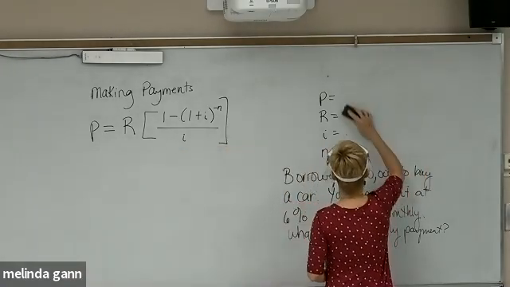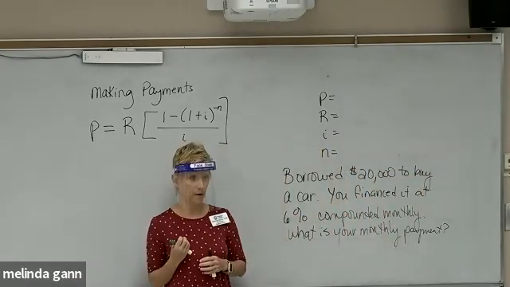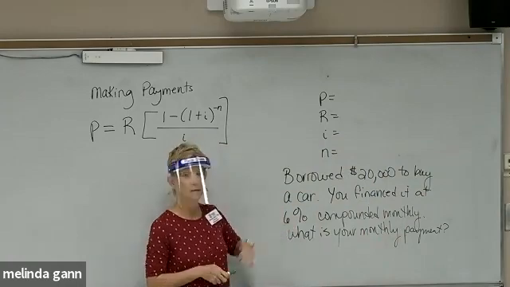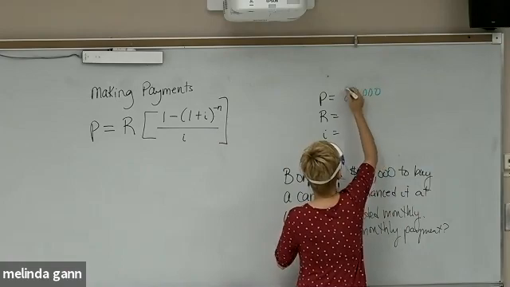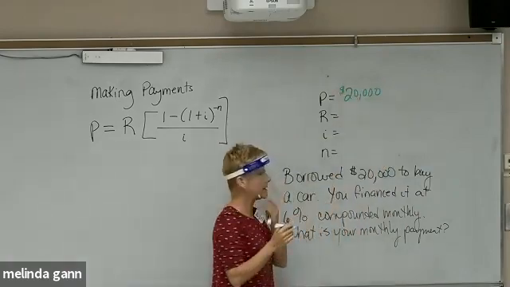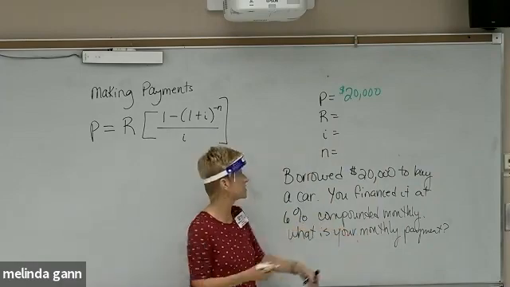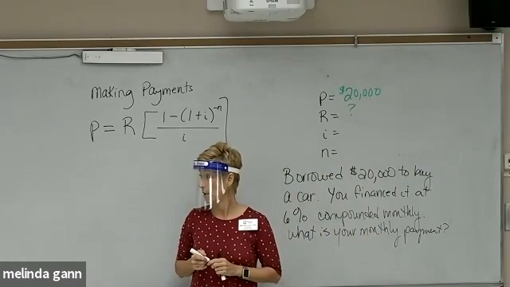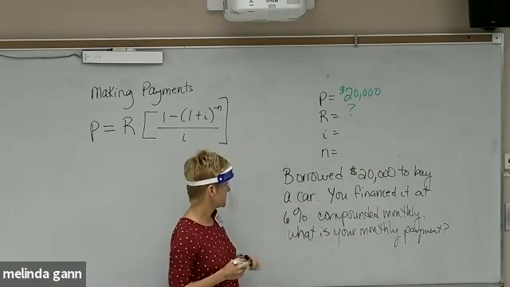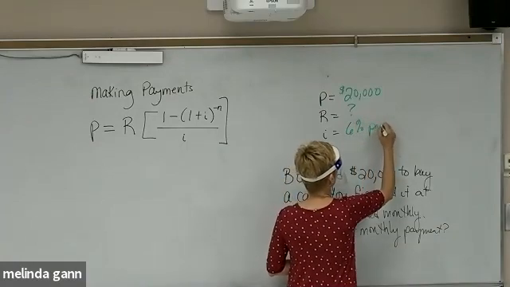So on this problem, what's the beginning amount of money? The beginning amount of money is the amount I'm borrowing, right? How much money is that? 20,000. I don't know what my payment is. It's asking me what's my monthly payment, so I don't know what R is. That's what I'm looking for. Okay, what's my interest rate? 6%. Doesn't say, so it must be per what?